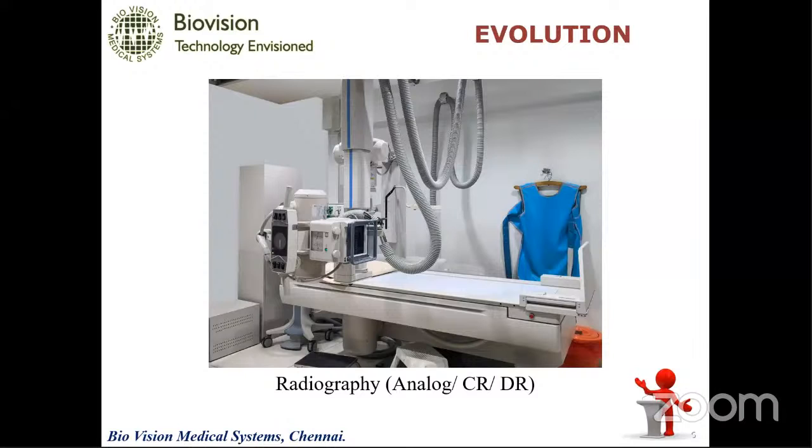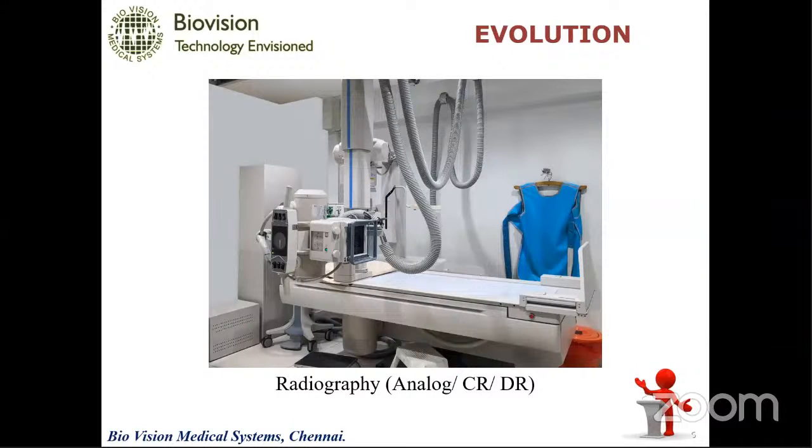So coming to evolution, what exactly is this C-arm, or who is the parent of the C-arm, or what has happened after the C-arm, everything can be understood here. What first emerged was basic fixed radiography, which is normal analog radiography, conventional radiography, where we use a film, go to the dark room, wash the film, and then you get the image. This is conventional radiography.